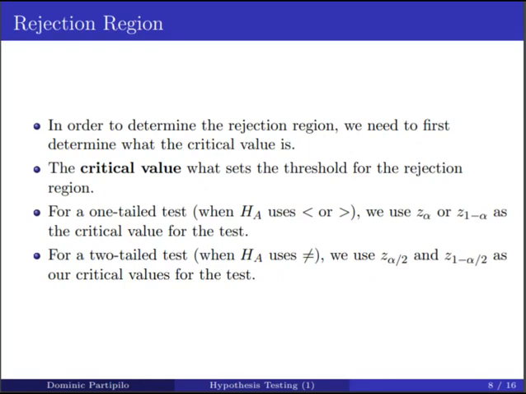For a two-tailed test, when the alternative hypothesis uses a not equal to sign, we're going to use Z alpha/2 and Z 1 minus alpha/2 as our critical values for the test. This is the same logic as when we're constructing a confidence interval. Our alpha is going to be split up into two tails, a less than tail and a greater than tail. And those are going to be the critical values for setting our rejection region.